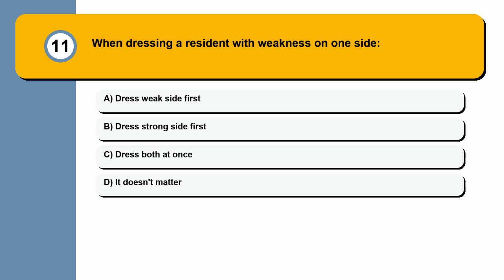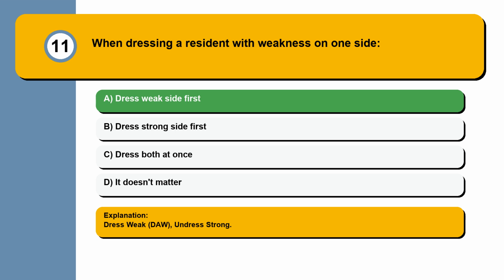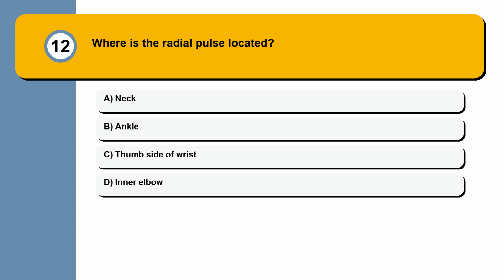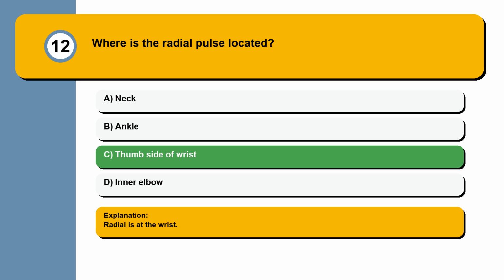Question 11. When dressing a resident with weakness on one side, dress weak side first. Dress strong side first. Dress both at once. It doesn't matter. Dress weak, undress strong. Question 12. Where is the radial pulse located? Neck, ankle, thumb side of wrist, inner elbow. Radial is at the wrist.